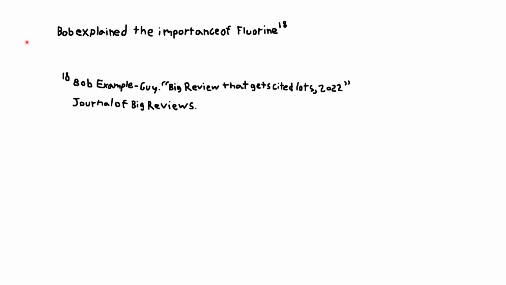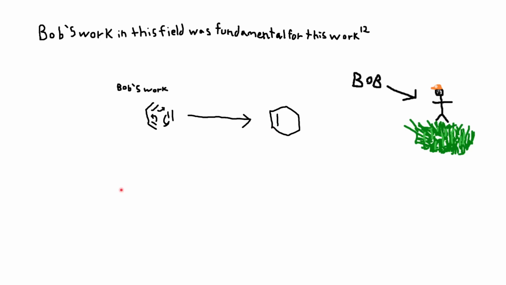And so another type of reference, as we were saying earlier, would be highlighting the importance of a certain area. And so here, this would be like, this is the importance of fluorine. And then you have some reference which gets cited a billion times because it's a review. Now, if someone's done prior work that's relevant that inspired your work, you should cite them as well.